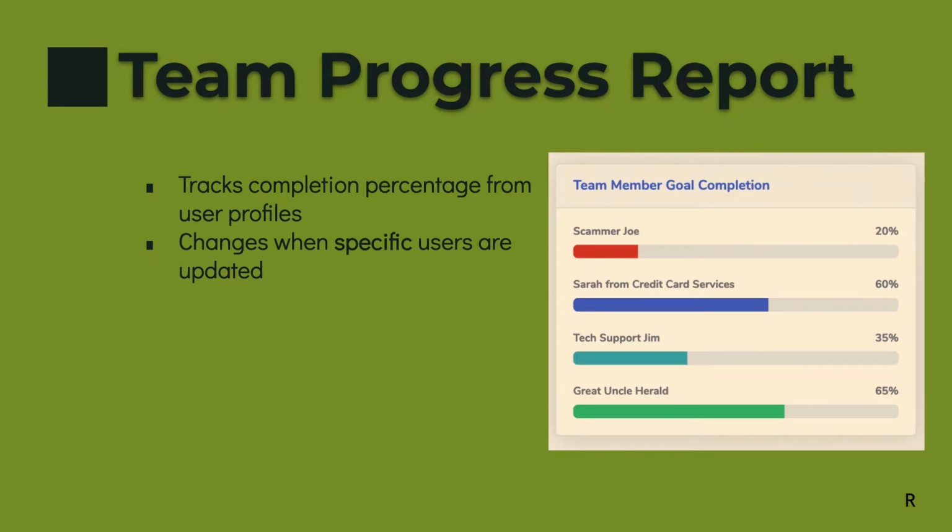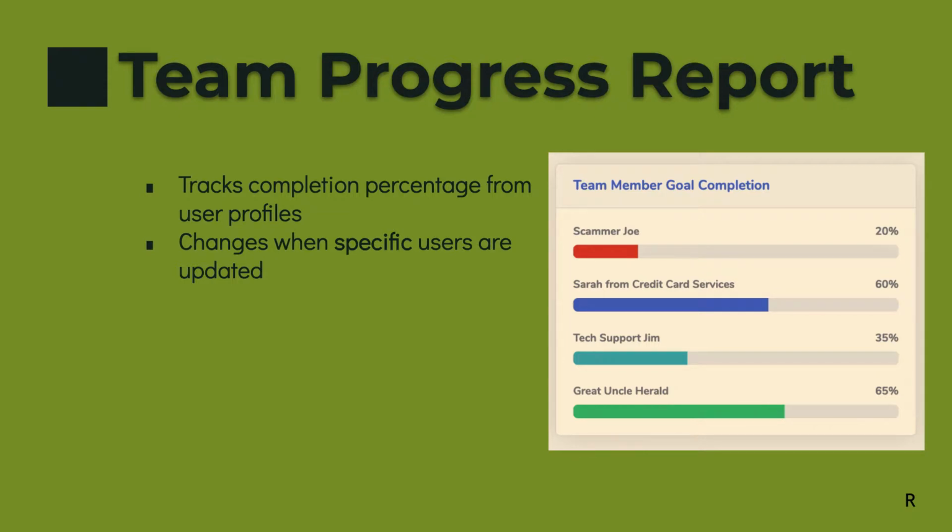Great. So now we're starting to look at the team progress report, right? If I'm a PM for my scammy business, I need to know how my reports, the people that report to me, are doing, because we don't like slackers, right? We need to make money. And so one idea that we came up with was this progress report. As you can see, Great Uncle Harold is doing pretty well. Sarah from Credit Card Service is coming up right behind him, though.